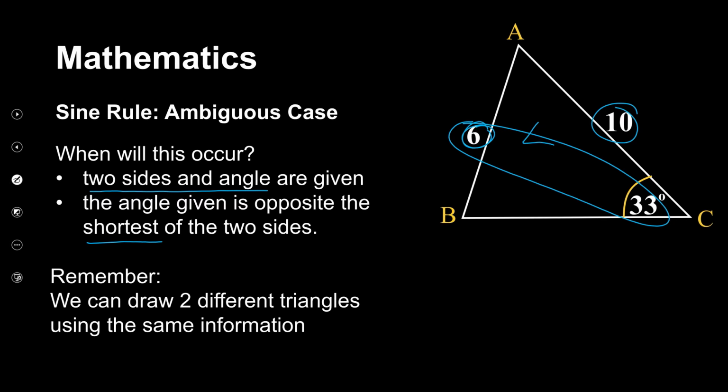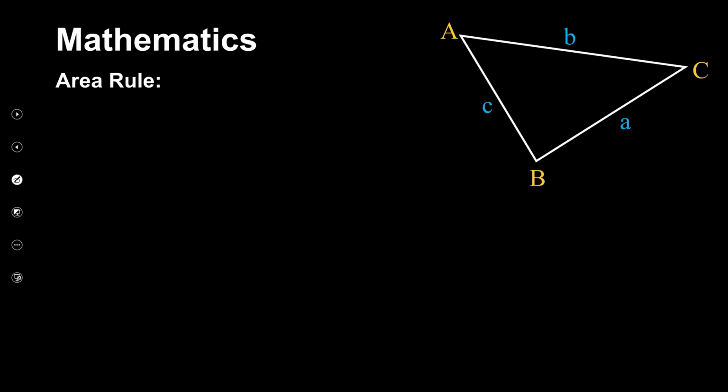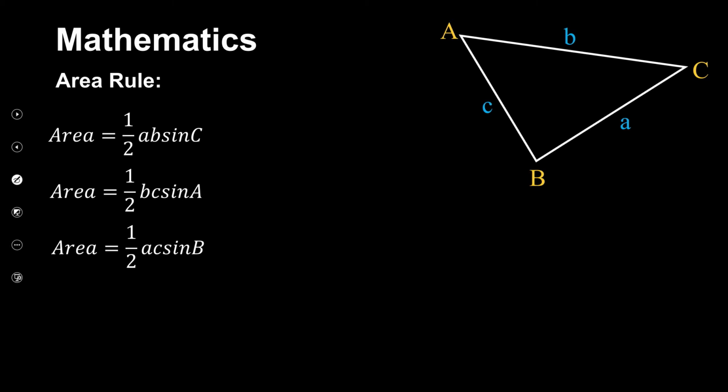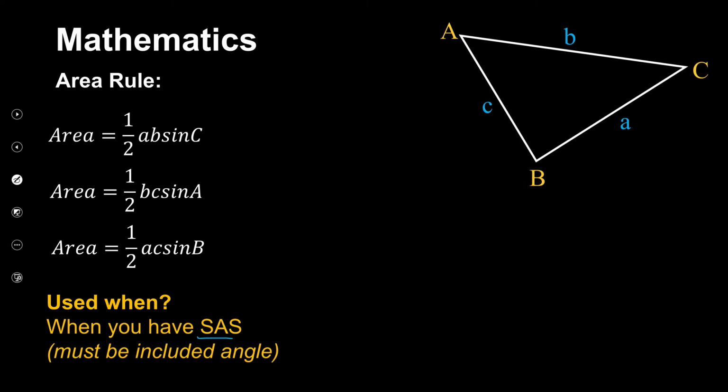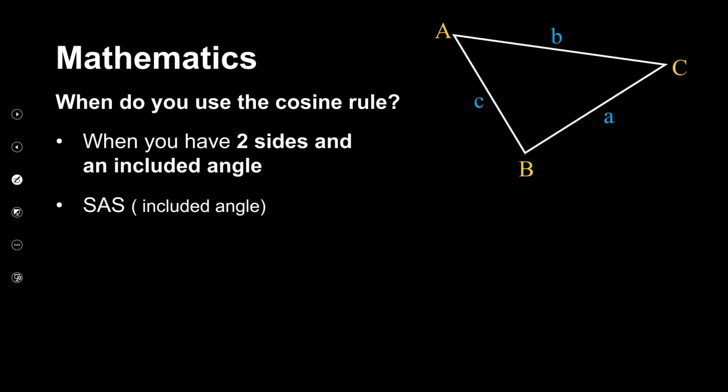Okay, our area rule: half ab sine C, half bc sine A, and half ac sine B, and you use the area rule when you have side, angle, side. Again, remember we're looking for that V pattern, so a side, an included angle, and a side.